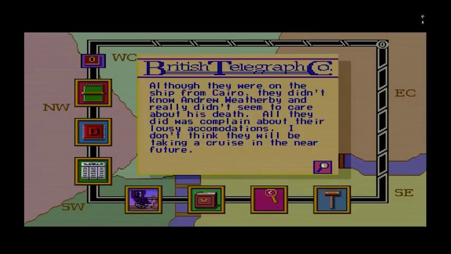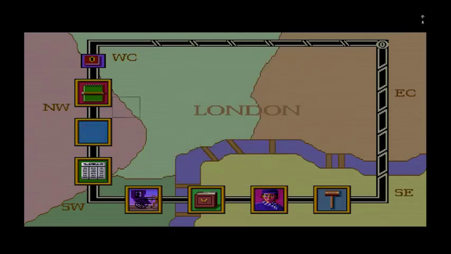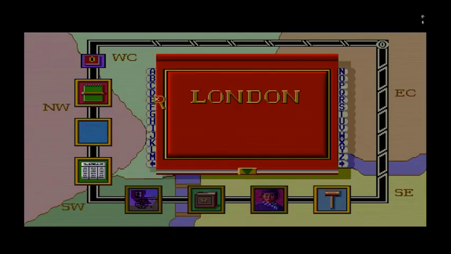Although they were on the ship from Cairo, they didn't know Andrew Weatherby and really didn't seem to care about his death. All they did was complain about their lousy accommodations. I don't think they will be taking a cruise in the near future. Yeah, I see. Well, they certainly live together, so let's go and investigate Merrill as well.